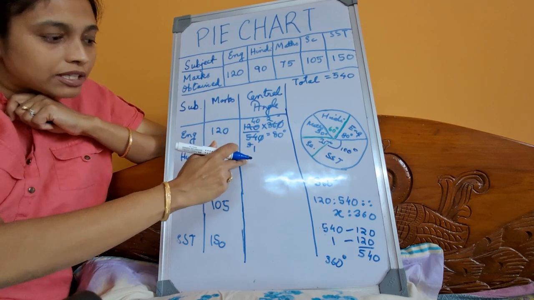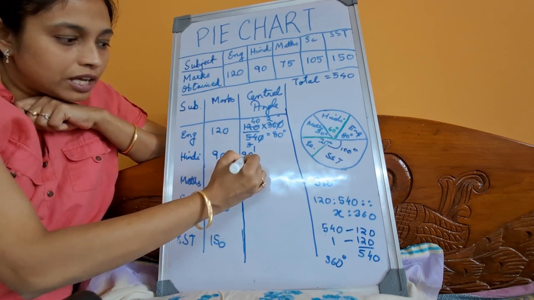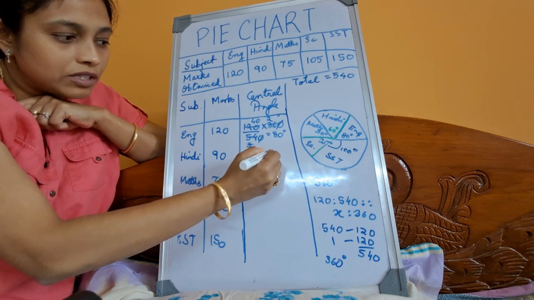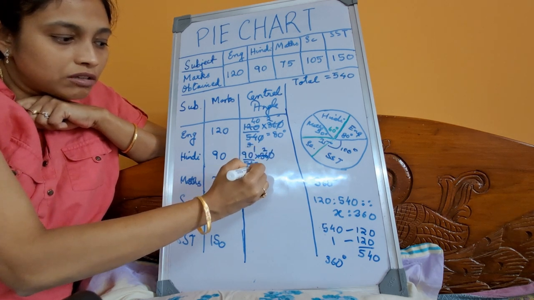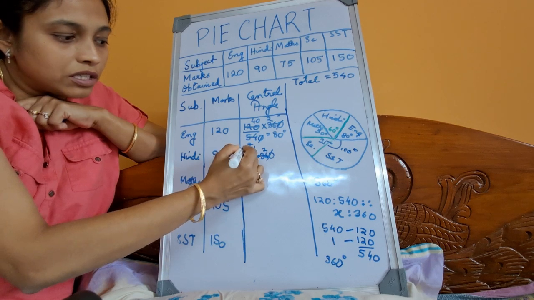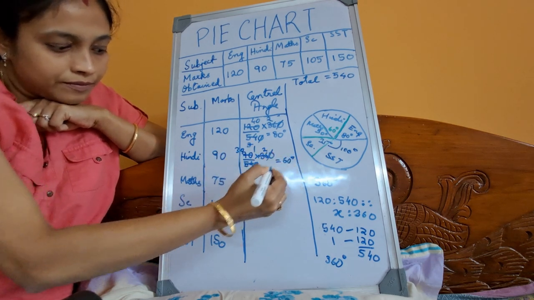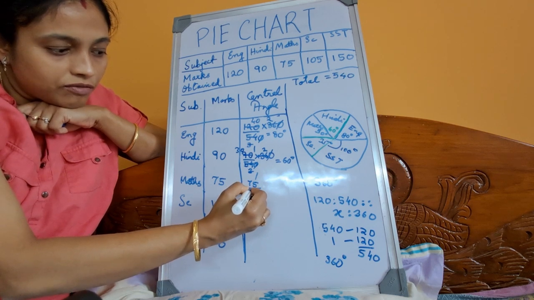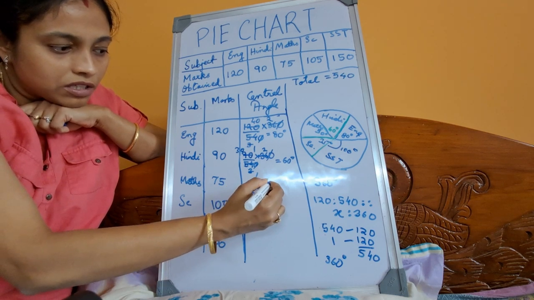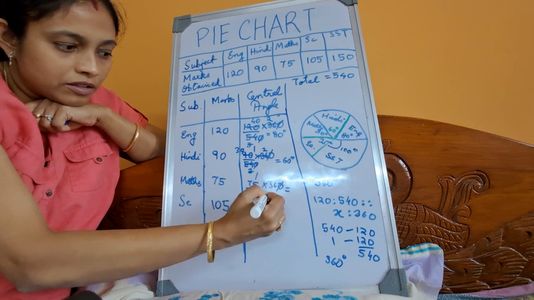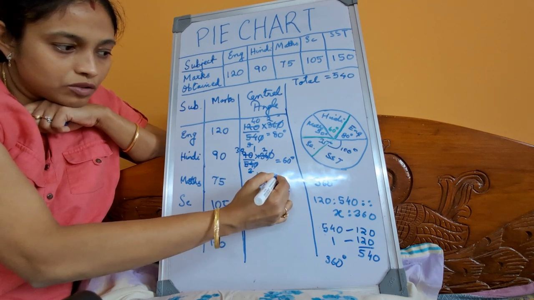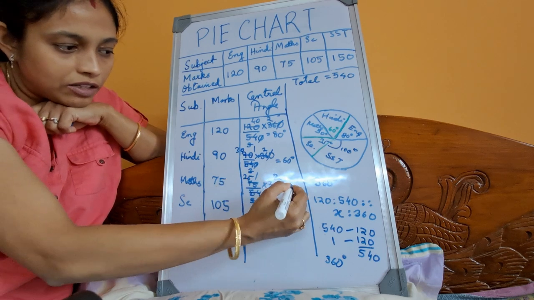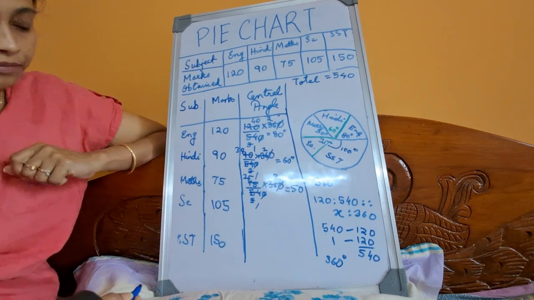So similarly, let's calculate for Hindi. 90 by 540 into 360. Same thing. 2s are, 3s are. This goes 30 times, so 60 degree. Next one is maths. So 540, 360. Cut the zeros. 2s are, 3s are. 3 goes into 75, 25 times, so that is 50 degree.